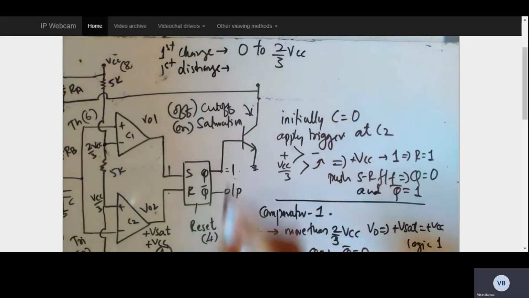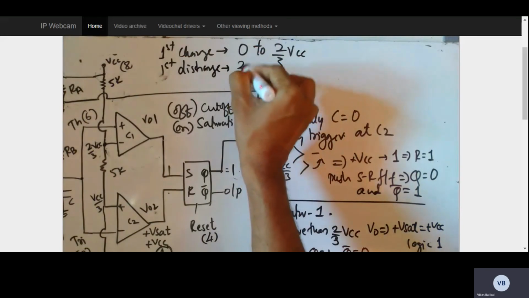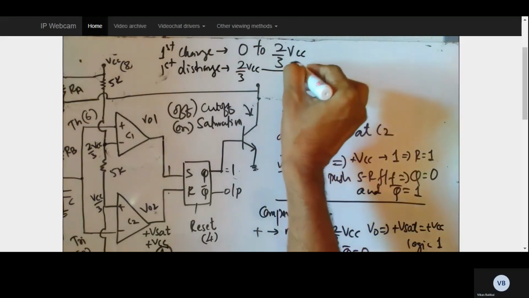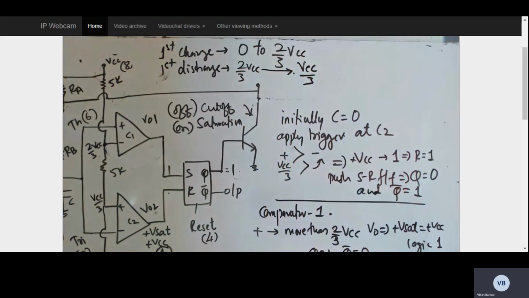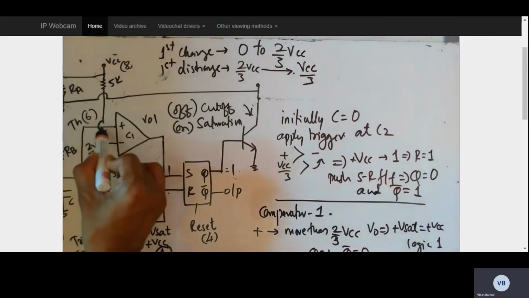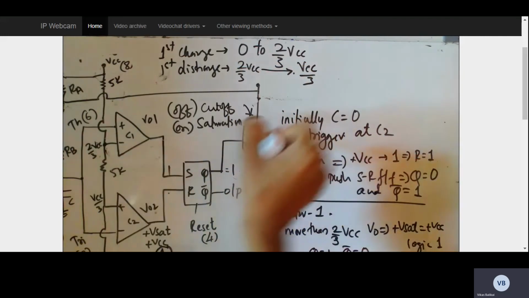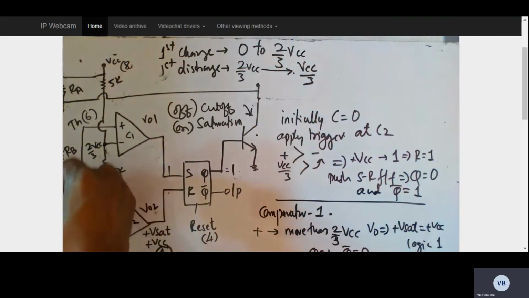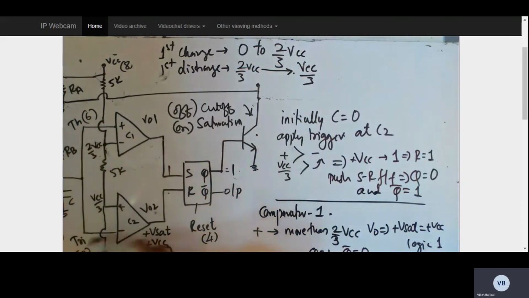First discharge will happen from 2 by 3 VCC to VCC by 3. It is not going to discharge entirely. The moment it reaches the VCC by 3, what is going to happen here? Just look over here. Now let's say that capacitor is discharging. Initially when the capacitor started to charge, the comparison occurs and this was turned on, and as a result it starts to discharge, and the discharge path is RB as well as this particular point, right? So when this is the scenario, what is happening?